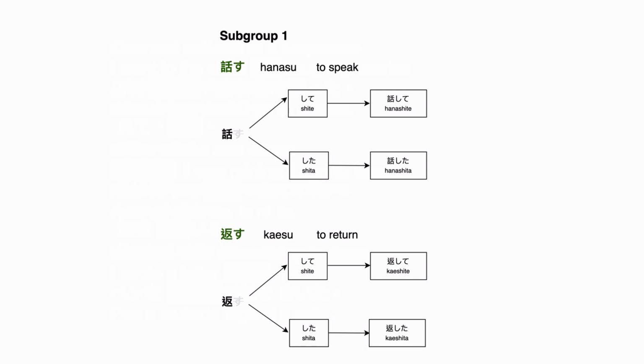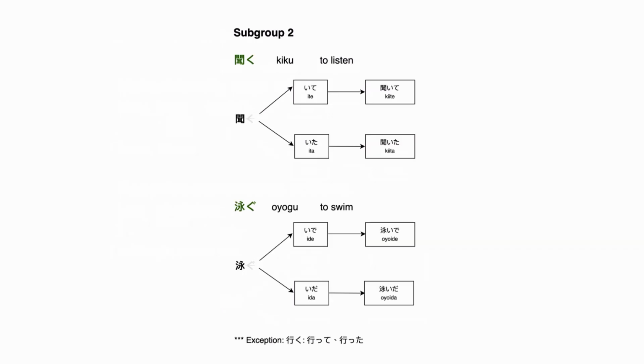And for subgroup 2, the verbs end in ku or gu. For example, 聞く or 泳ぐ. And for these verbs, you remove the ku or gu ending and add ite or ide respectively to form the te form, and you add ita or ida respectively to form the ta form. So 聞く becomes 聞いて for te form and 聞いた for ta form. Similarly, 泳ぐ becomes 泳いで for te form and 泳いだ for ta form.